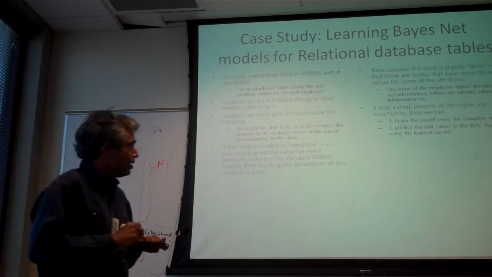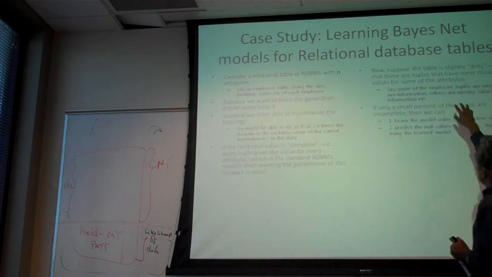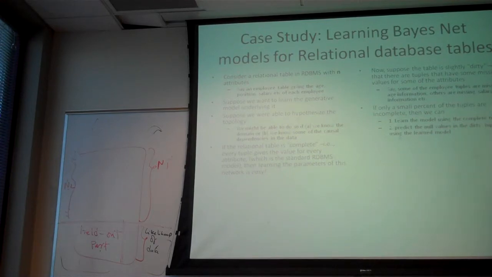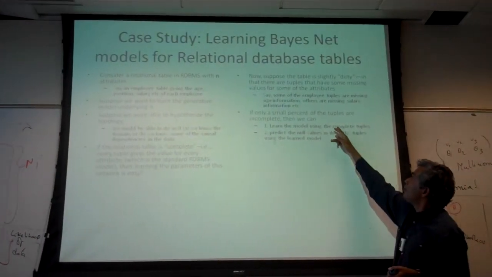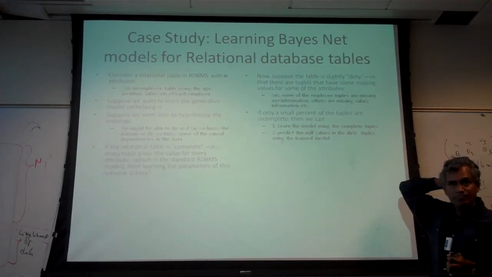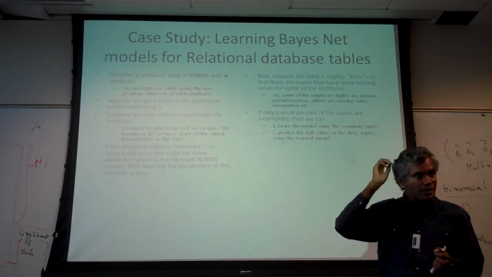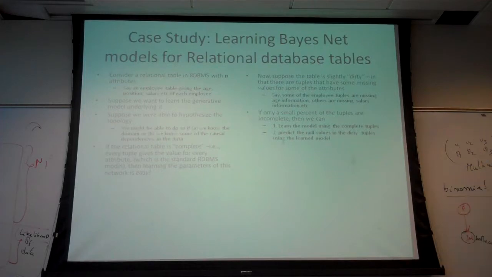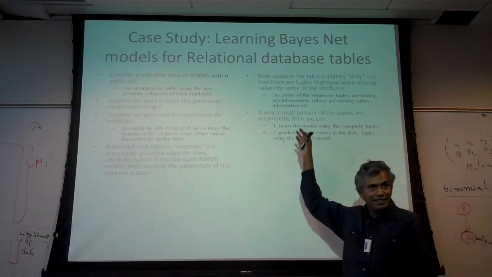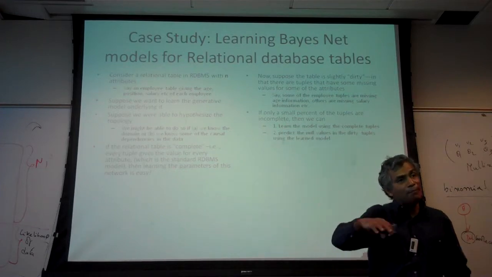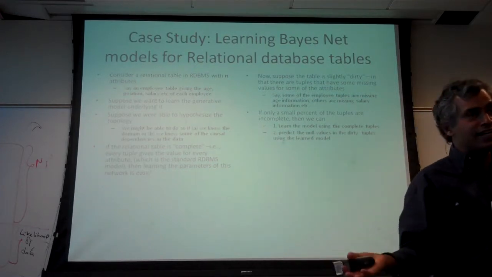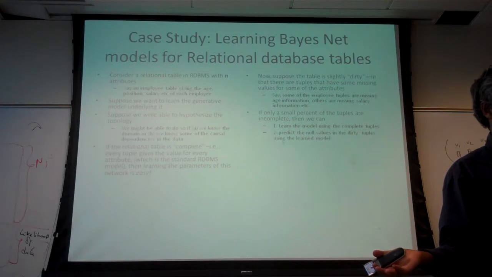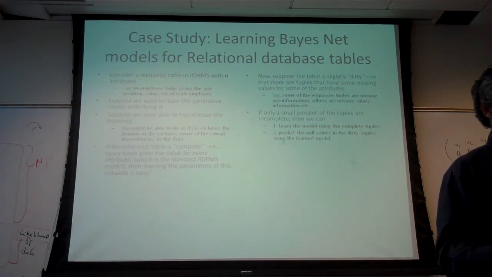Okay, so now you come back here. There's a small portion that has incomplete values. You learn the model using just the complete tuples. And what's interesting is that, since I have the model, I can actually complete the dirty tuples, the incomplete tuples. Do you understand what I'm saying?